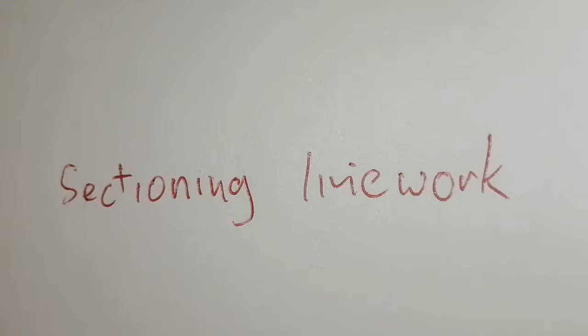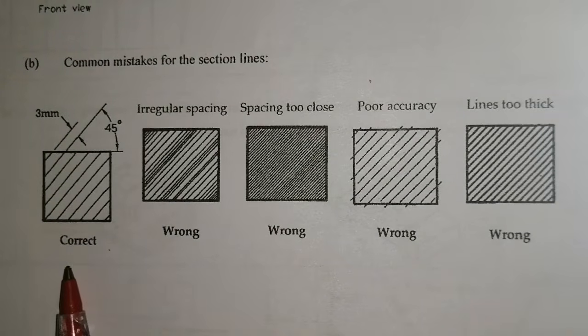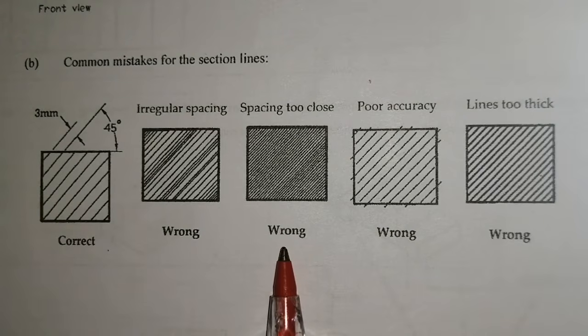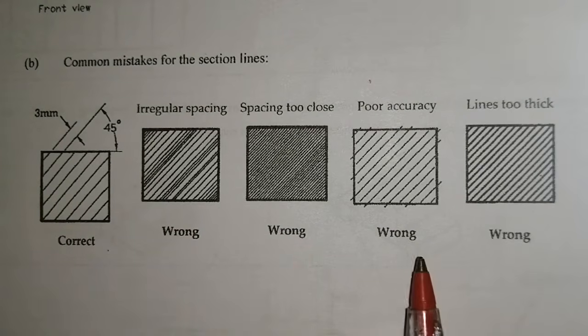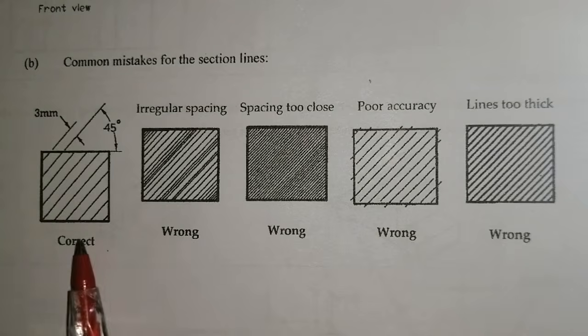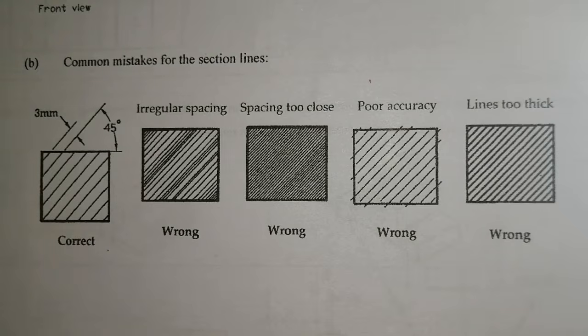Sectioning line work. The line work required for sectioning must be done in this correct manner: 3 mm apart at 45-degree angles. It is wrong to have irregular spacing. It is wrong to have the lines too close to one another. It is also wrong to cut over the outside lines and have the lines too thick. So follow the 3 mm 45-degree specification. You can judge it with your eye once you've learned how to do it properly.